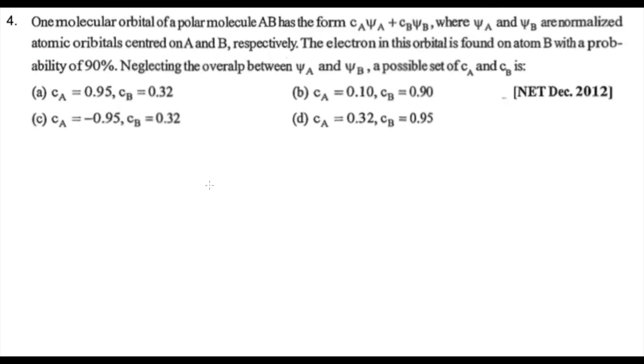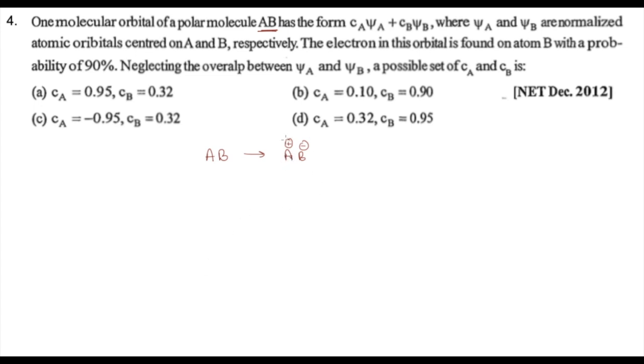Alright, so to answer this particular question, a few things are already given to you. First of all, this is a polar molecule, right? That means this AB molecule can be written in this form. I'm just considering that A is the positive end and B is the negative end, because it is also given that the electron in the orbital is found on atom B with a probability of 90%. That means B is more electronegative. So I'm just making the molecule like this. Okay, so this is going to be our polar molecule.